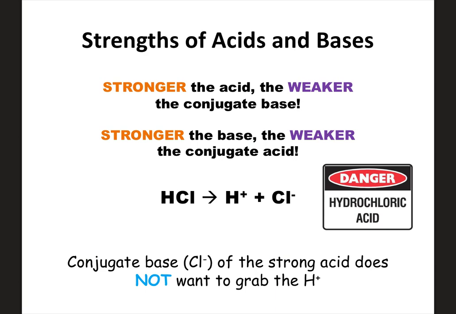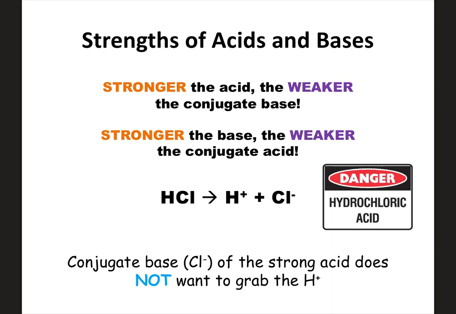Something else to consider here is that the stronger the acid, the weaker the conjugate base is going to be. All right, and then the stronger the base, the weaker the conjugate acid will be. So if we look at this example here, HCl we know is a strong acid. So the conjugate base of that, when we lose that H+, would be Cl-. So Cl- is a weaker conjugate base here.